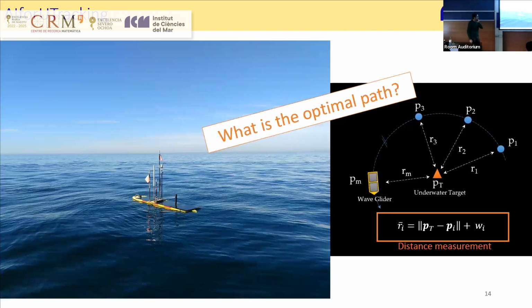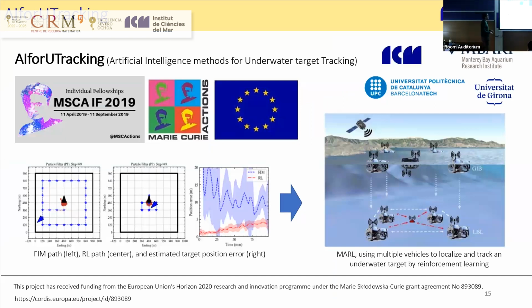So here the question is how we can optimize these trajectories in these more challenging cases, where we have moving targets or very low information regarding the distances or where the target that we want to track and follow is. And that was the initial idea, and I applied for a Marie Curie individual fellowship in order to see if we could use reinforcement learning, which is a machine learning technique, to find the optimal trajectories that the vehicle should conduct to track underwater targets.